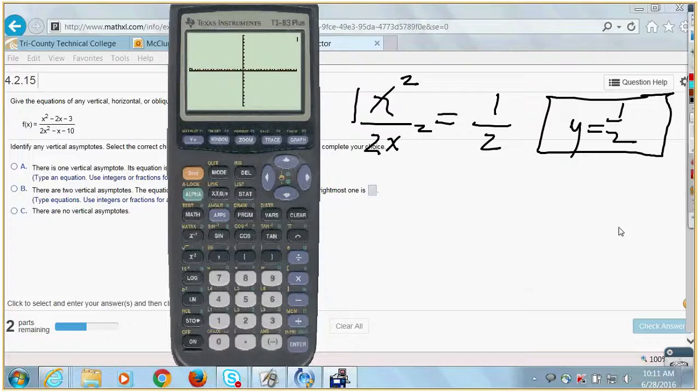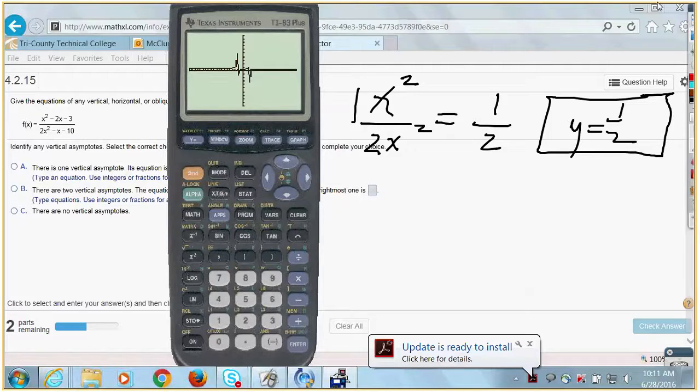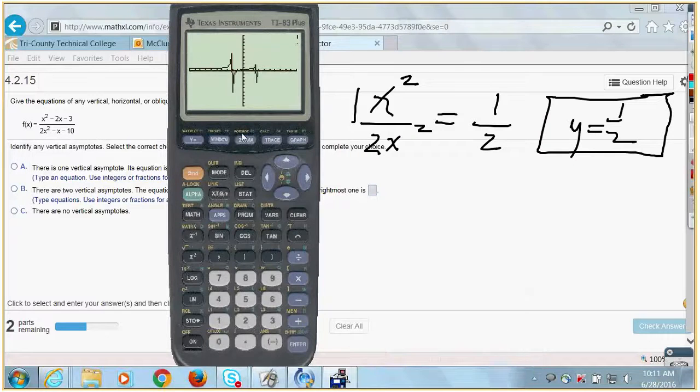And graph. And there's your horizontal asymptote, and there's your two vertical asymptotes at -5/2 and 2, or -2 and 5/2. And then you blow it up, do a zoom, and it makes it a little bit better. There's -2, and there's probably 5/2, and then that's 1/2, where it won't touch the horizontal asymptote.